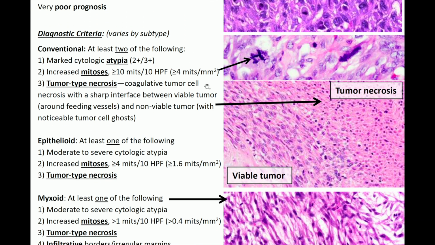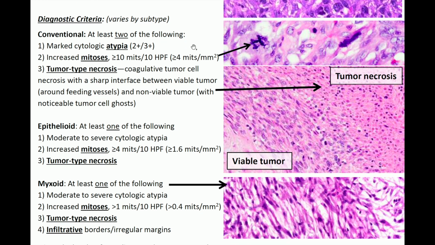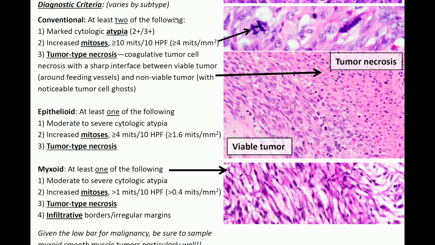So the diagnostic criteria of a leiomyosarcoma varies by subtype. For conventional, you want at least 2 of the following: marked cytologic atypia, increased mitoses, meaning more than 10 mitoses per 10 high-powered fields. Here's a good example of mitoses that you may see. And then tumor-type necrosis.